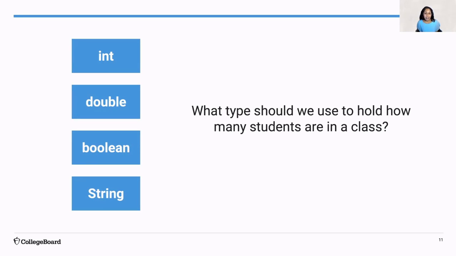If I'm trying to decide how I should store how many students are in a class, well, I can't have part of a student. I can't have true or false students. And if I stored it as a string, it would be text, and I can't do math with a string. So an int would be most appropriate for storing the number of students in my class.